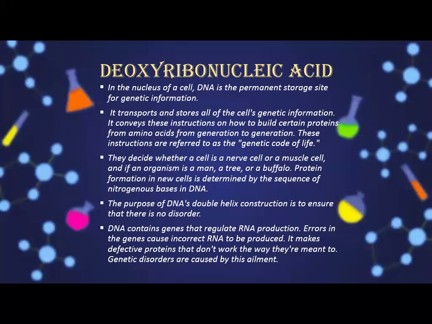Okay. So DNA contains genes that regulate RNA production. DNA also regulates the production of RNA. RNA is formed through DNA. Errors in the genes cause incorrect RNA to be produced. Yes, if you have any kind of defect in your DNA structure, then the resulting RNA that is formed is also a defective one. And it makes defective proteins that don't work the way they are meant to. Genetic disorders are caused by these ailments.